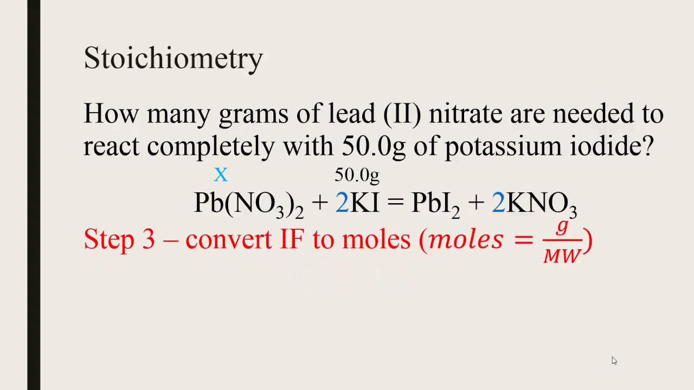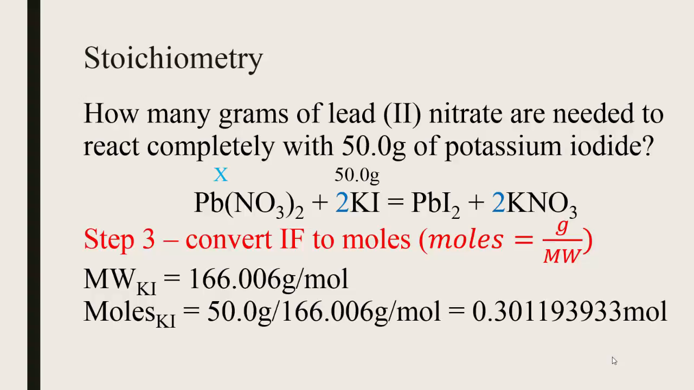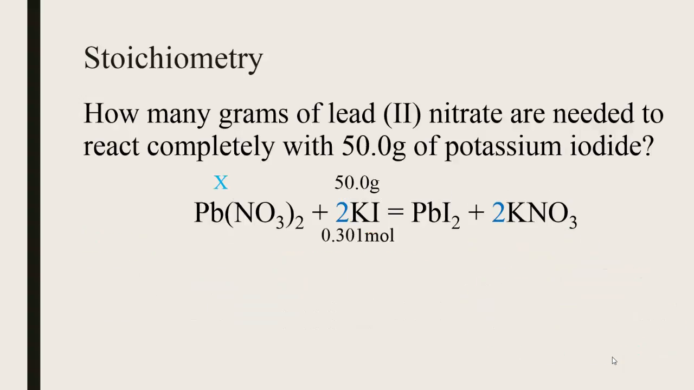Step 3, convert the if compound, which in this case is the potassium iodide, to moles using the usual equation. The molecular weight of potassium iodide is 166.006 grams per mole. Take the 50.0 divided by the 166.006 and you get this number on your calculator, but we only want 3 significant figures. So the answer is 0.301 mole, and I write moles under the chemical.